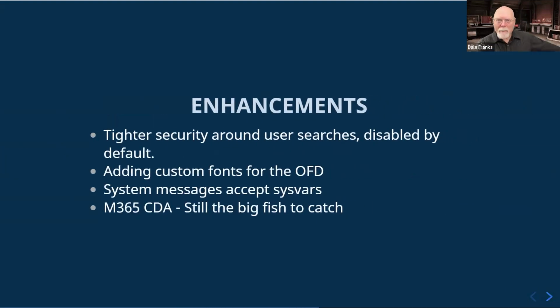So that's the past, or up to now. That's the past to the present. Now let's talk about the future. We're going to apply some tighter security around user searches, and we're going to disable the ability of users to search for other users by default. And I'm primarily talking about in the user administration screen, being able to do the searches by all of the columns in that screen. Now that's going to be disabled by default, and you're just going to have to enable it for the users that you want to enable it for.